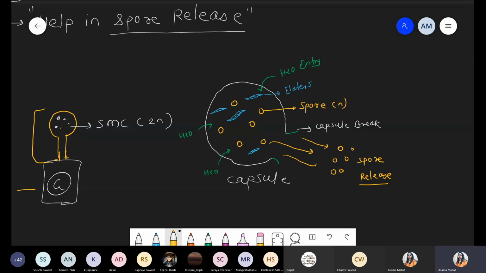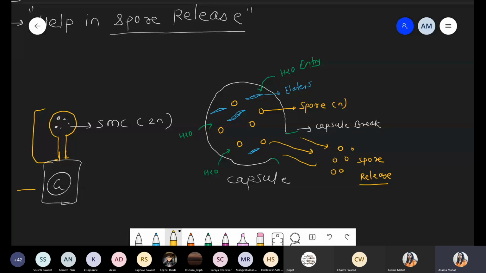Elaters have two bands, both coiled with each other, and these two bands are called hygroscopic bands. Hygroscopic band means what? This band has a tendency to absorb water. So suppose everything is done, maturity has happened, spores have formed, and now they have to go outside, but the capsule forms a protective layer. In this situation, what happened? They absorb water from the surrounding environment.